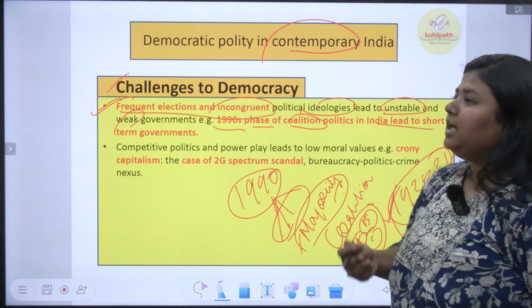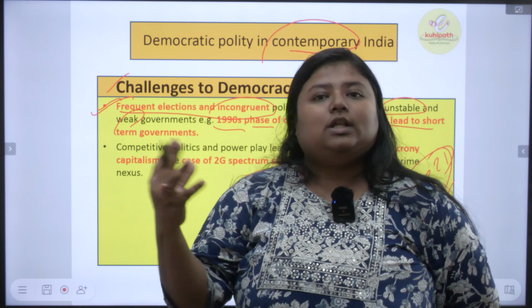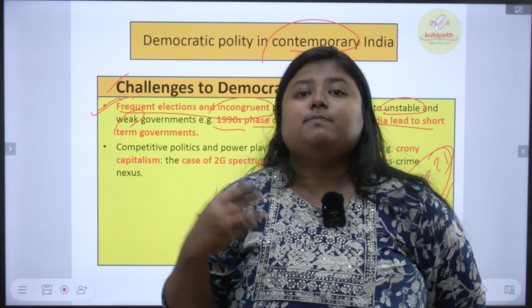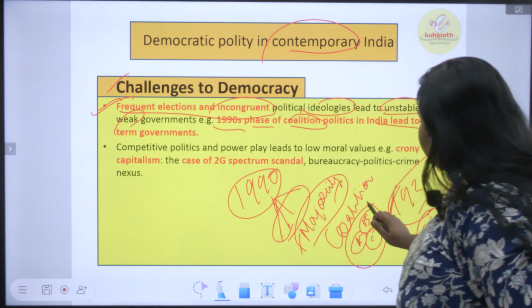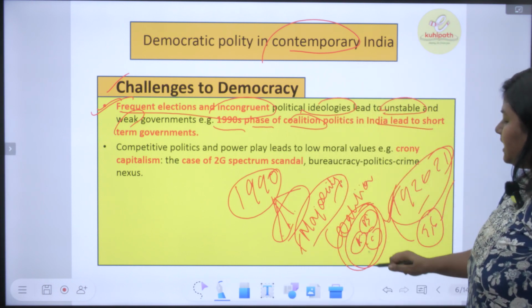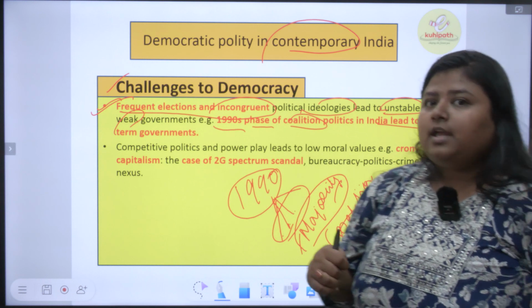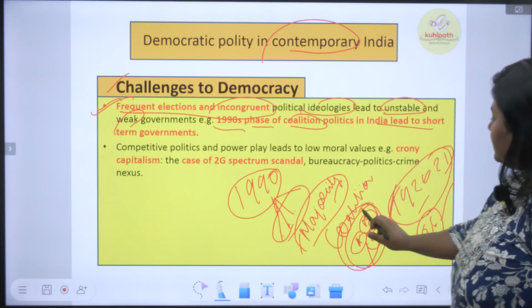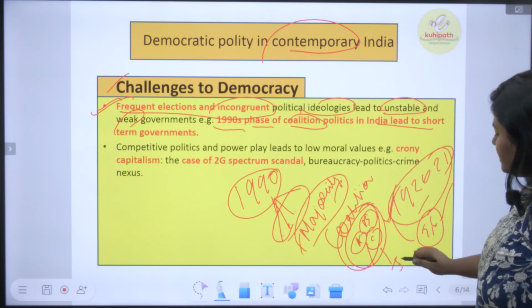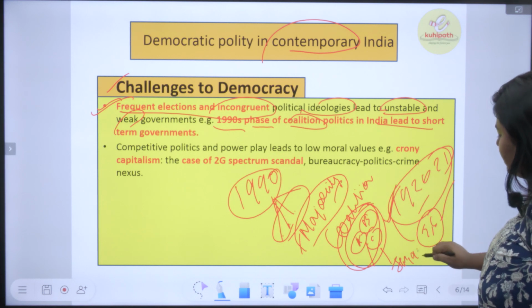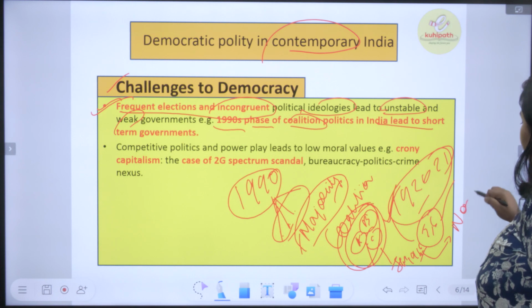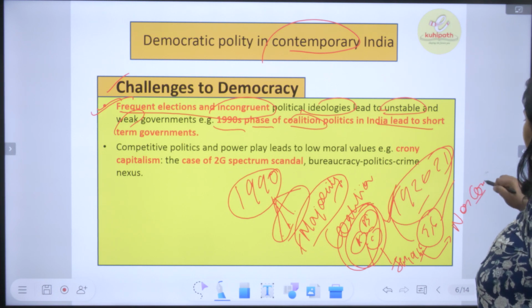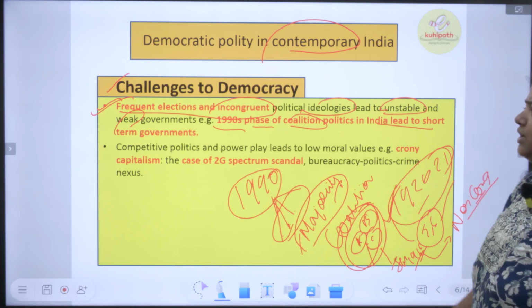But the disadvantage of this is that all the political parties will try to express their own political ideologies, right? And if suppose the political parties don't have the same ideologies, there will be a tussle, which we saw during the 1990s. Initially it started with the Jan Sangh government, no, around 1966, when the first non-Congress government came up, isn't it?